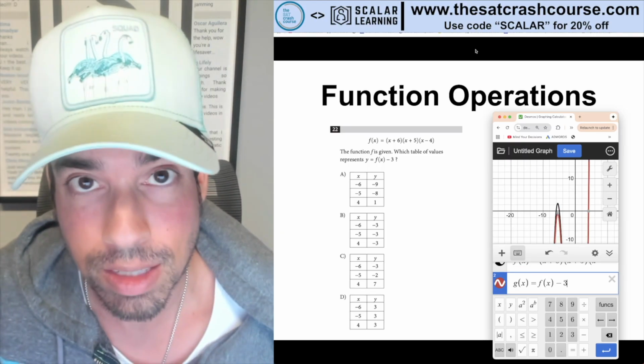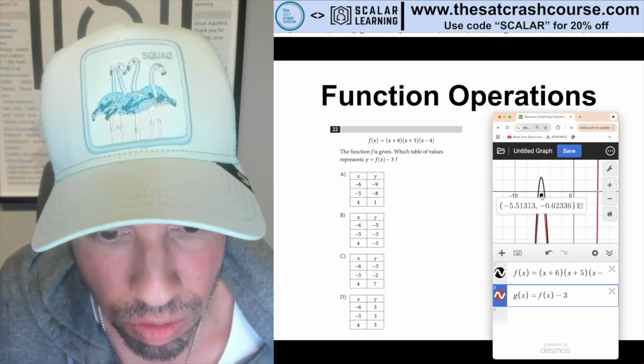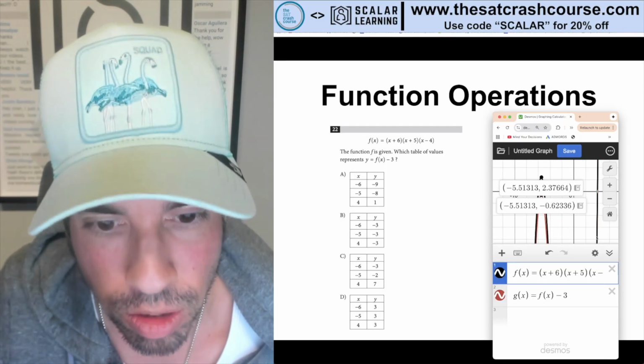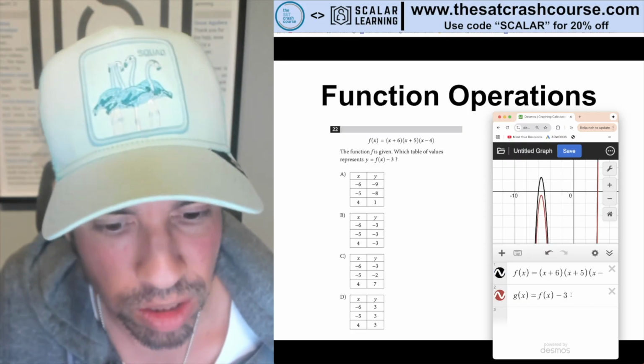So g of x is now f of x transformed down by 3. That's a vertical transformation, right? So we can just check there. Yep, it looks like it dropped it appropriately by subtracting 3. So that's pretty good. So now we got g of x.